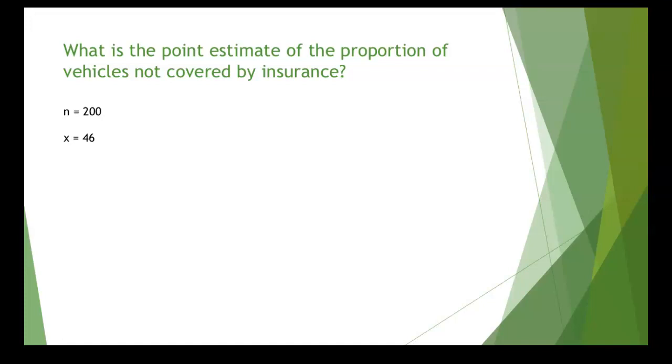We have the information given to us over on the left side. N is our sample size of 200. X is the number of vehicles not covered by insurance. So our point estimate of the proportion, we're going to be using this formula. P bar equals X over N. So if we plug in what we have been given, our P bar will be 46 over 200, which equals 0.23.